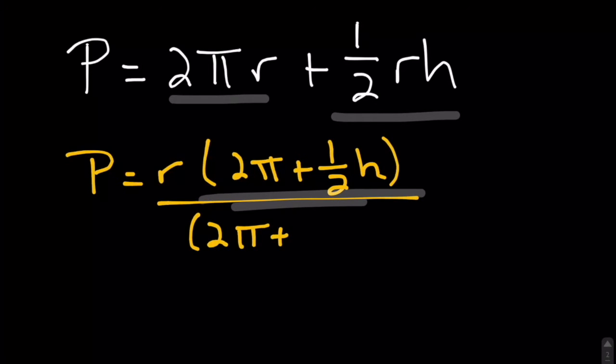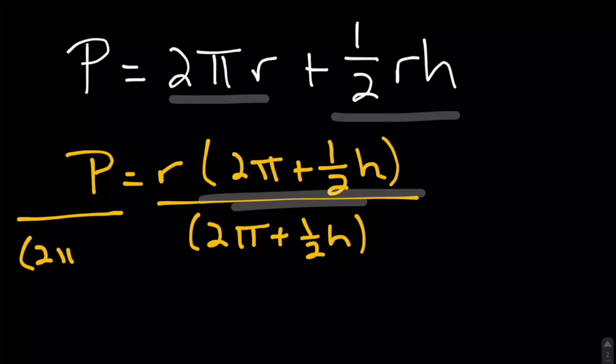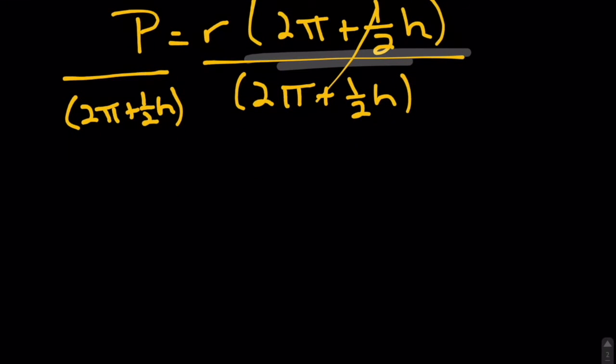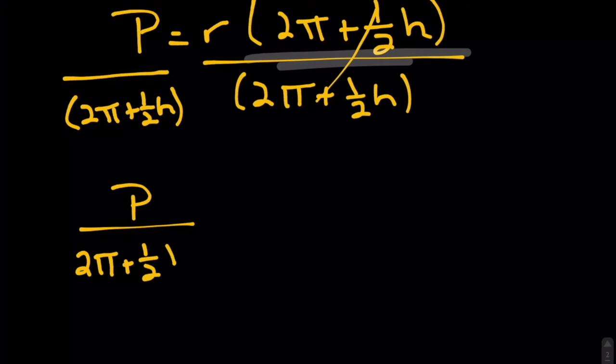Divide both sides by 2 pi plus 1/2 h. And if it seems weird to divide by something with a plus in it, that's okay. The parentheses help us recognize the fact that that's supposed to be one term. That cancels out on the right, and we're going to be left with an answer of p over 2 pi plus 1/2 h equals r.